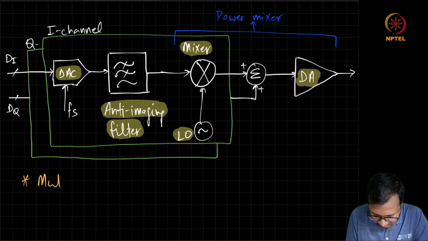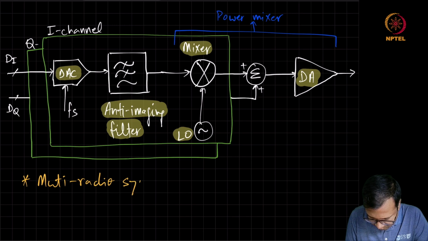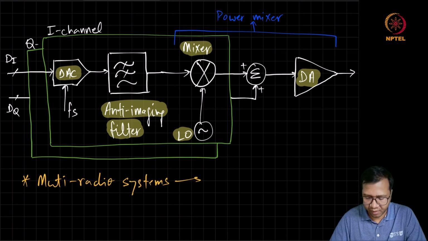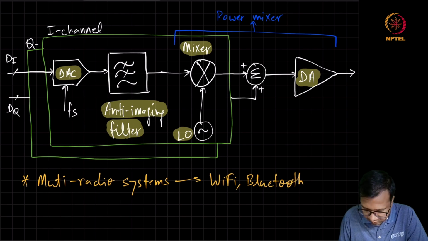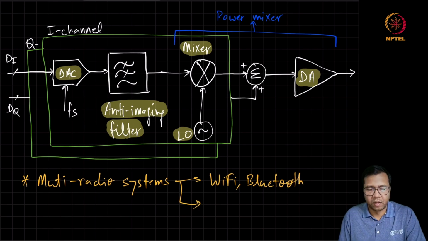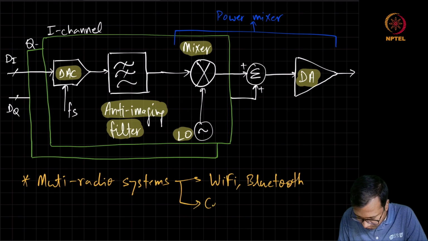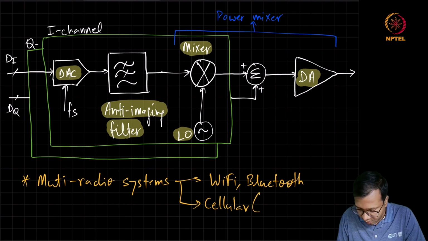For example, for wireless connectivity, we may need Wi-Fi, Bluetooth, and for cellular communication, again, we may need to support 4G, 5G.